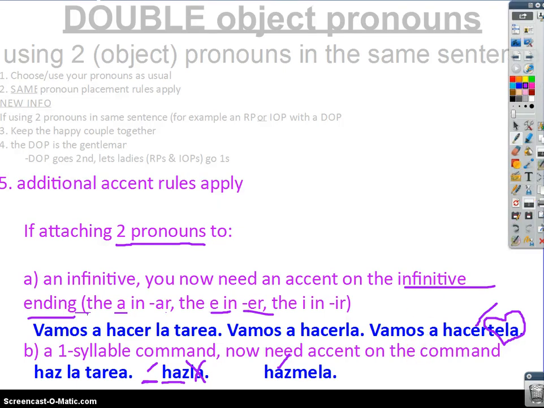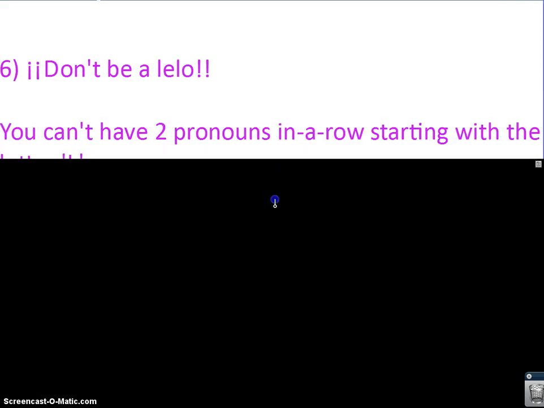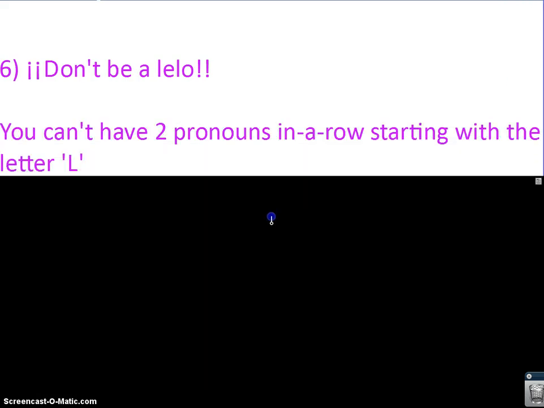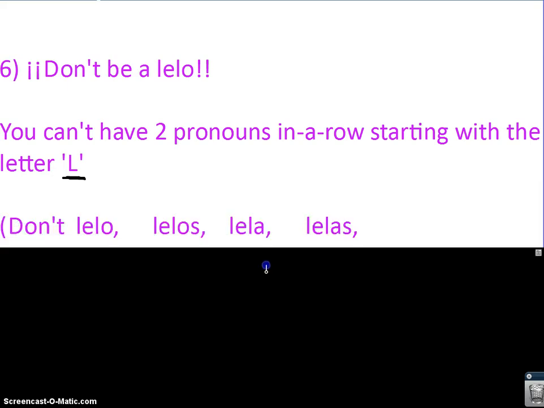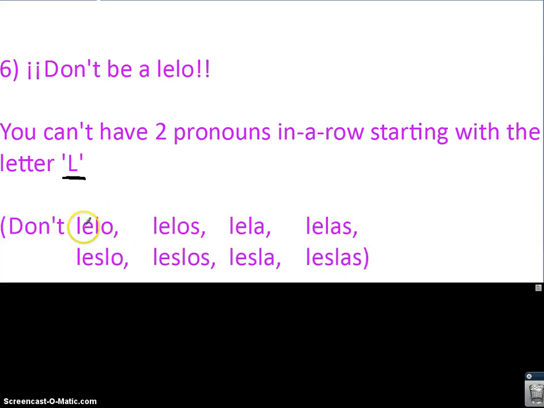And let's move on to step 6. Don't be a le-lo. What do we mean by this? You cannot have two pronouns in a row starting with the letter L. When would that happen? In these combinations. Le lo, le los, le la, and so on and so forth.